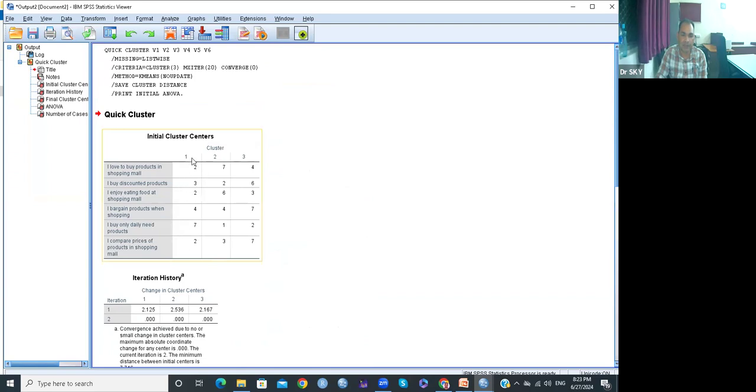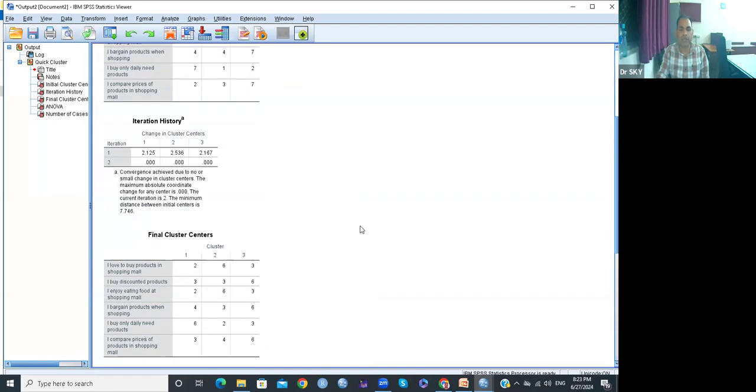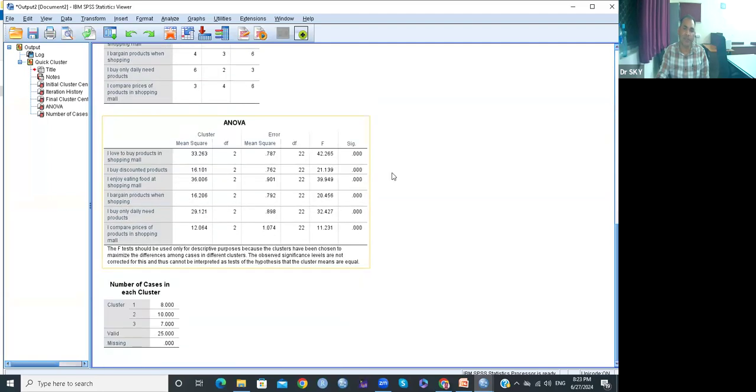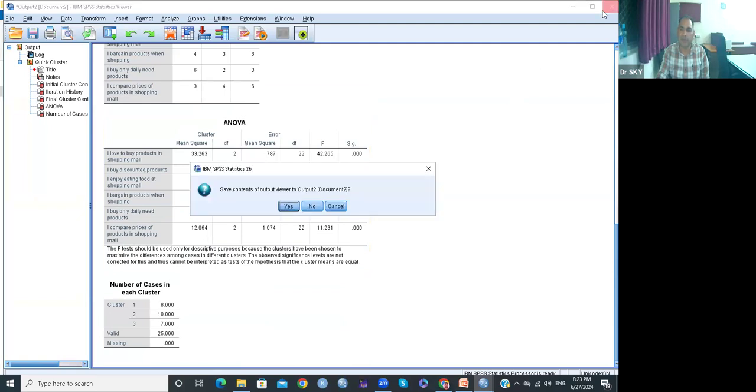You take the average of that, and you can give names to the clusters on the basis of the average. So this way we can have the idea of hierarchical cluster analysis. So this was all about today's discussion.